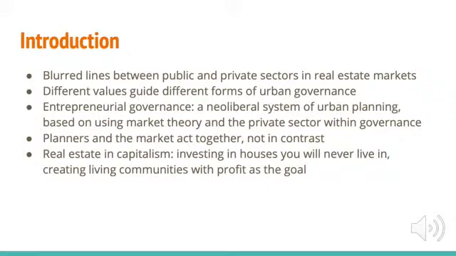Specifically, under this lens of entrepreneurial governance, what we see is a neoliberal system of urban planning based on using market theory and the private sector within governance to create different urban communities. In this situation, planners and the market act together, not in contrast to each other. And what we see is that this all acts within the stage of capitalism, which is when you are kind of investing in houses that you're never going to actually live in, and you're creating living communities with profit as the goal.